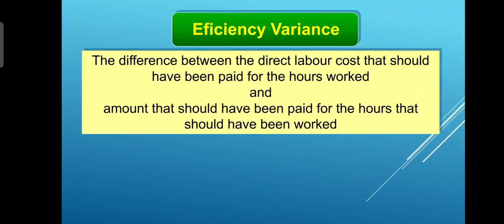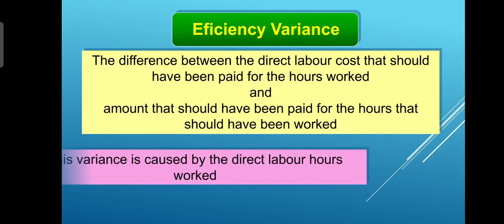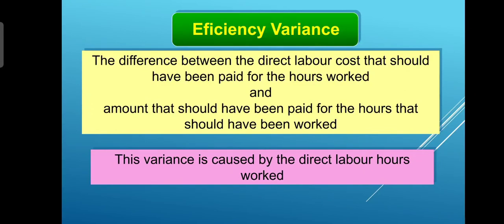Next is efficiency variance. What is efficiency variance? It is the difference between the direct labor cost that should have been paid for the hours work and the amount that should have been paid for the hours that should have been worked. This variance is caused by the direct labor hours worked, actual hours and standard hours.